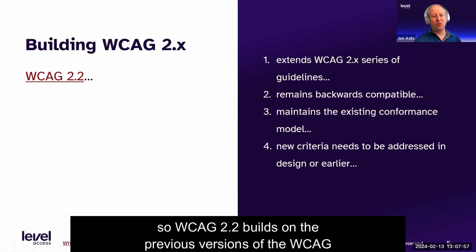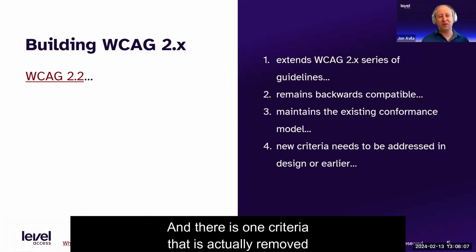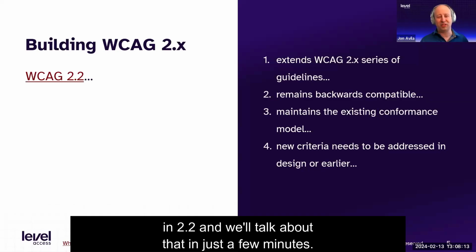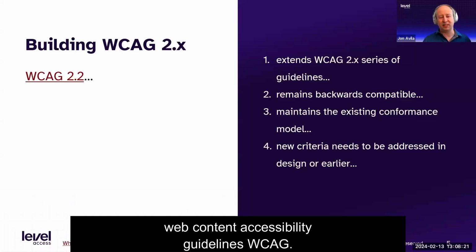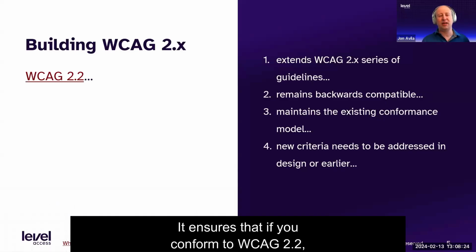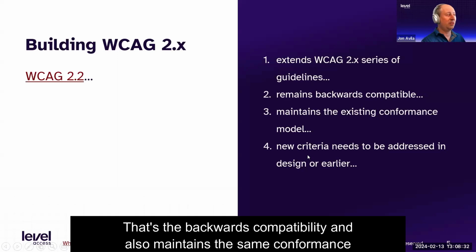So WCAG 2.2 builds on the previous versions of the WCAG standards. What that means is it extends that by adding new success criteria. And there is one criterion that is actually removed in 2.2, and we'll talk about that in just a few minutes. But it does keep the backwards compatibility of the Web Content Accessibility Guidelines, WCAG. It ensures that if you conform to WCAG 2.2, you will still conform to 2.1 and 2.0. That's the backwards compatibility. It also maintains the same conformance model.